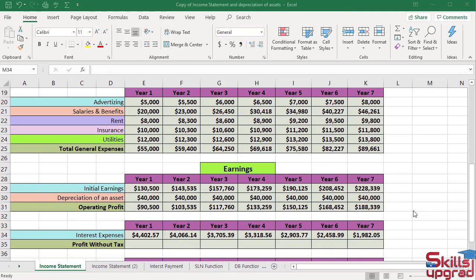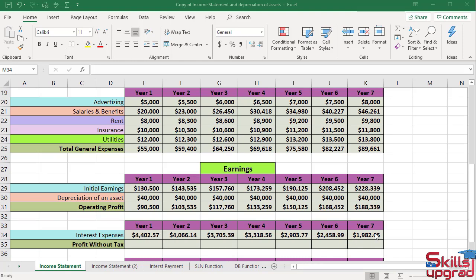So the company pays interest to the bank after the second year $4,066.14, and at the end of the 7th year $1,982.05 to the bank. The interest payment values are decreasing from year 1 to year 7.